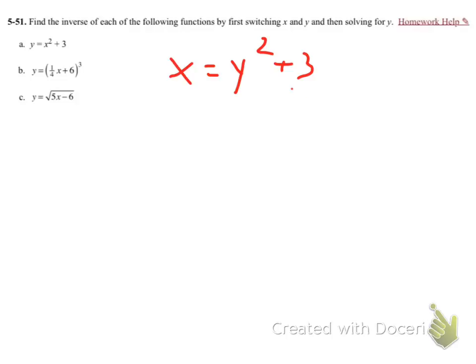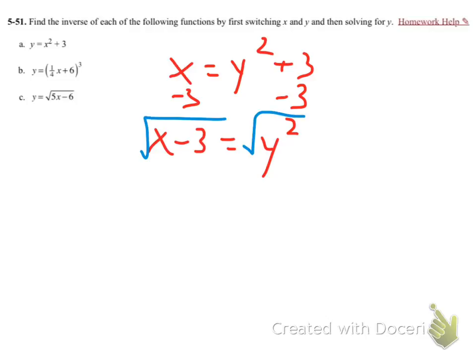So the first thing I need to do is get rid of the plus 3, so I'm going to undo that by subtracting 3 from both sides. So I have x minus 3 equals y squared. Then I need to undo that square, so I'm going to square root both sides.